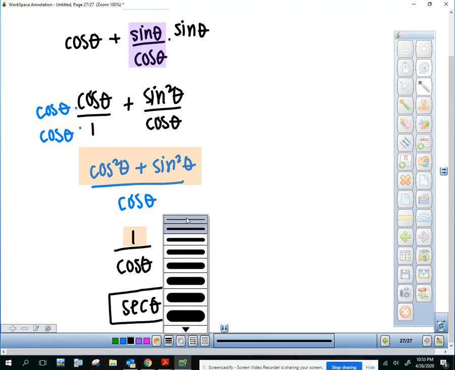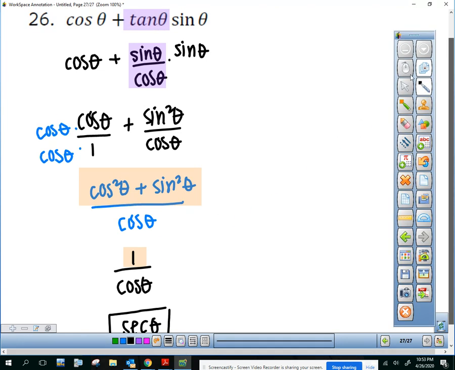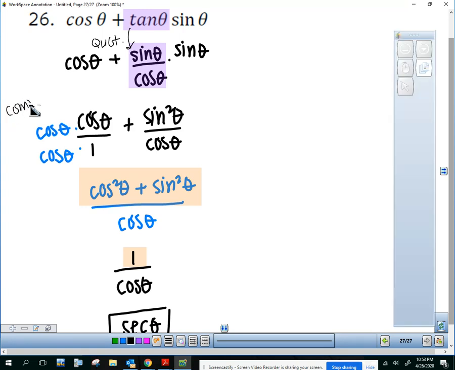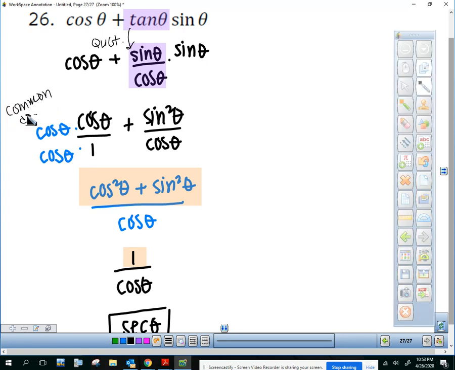So I'll put throughout this problem the steps. So this was quotient ID, and this was getting a common denominator. And then we had Pythagorean ID, and then we had reciprocal ID.